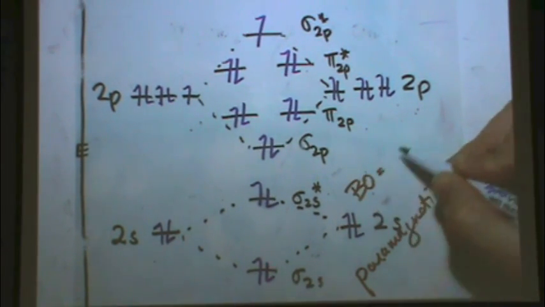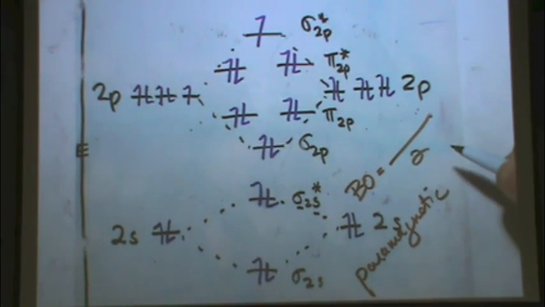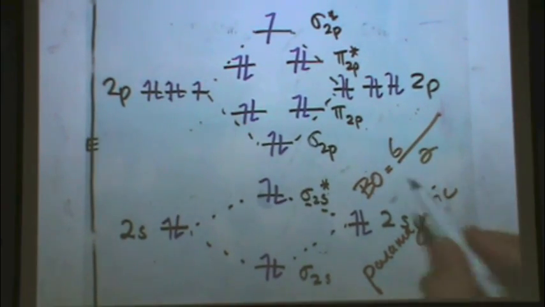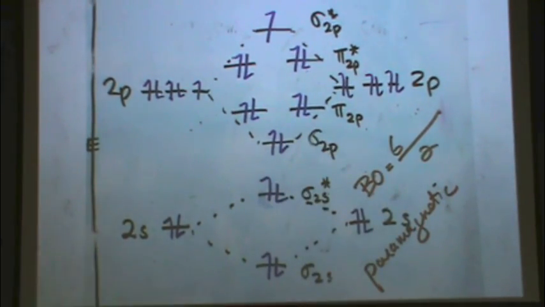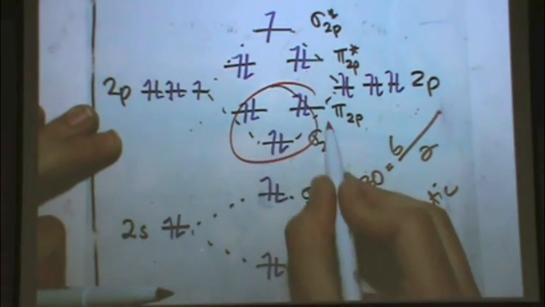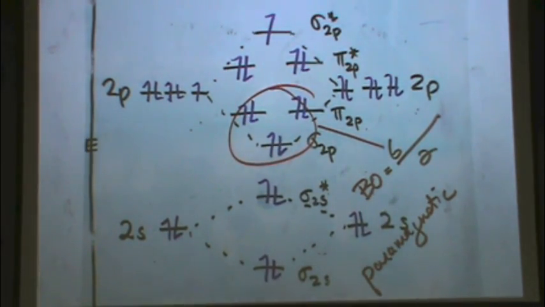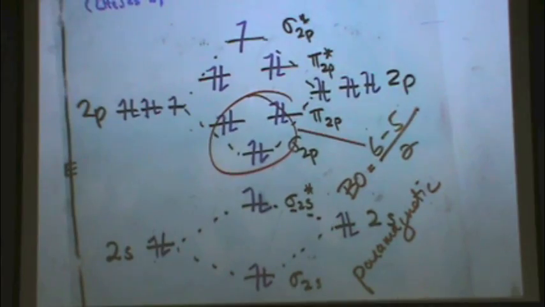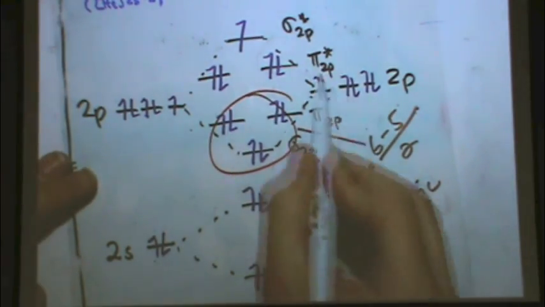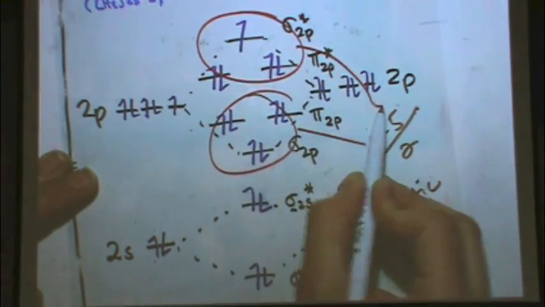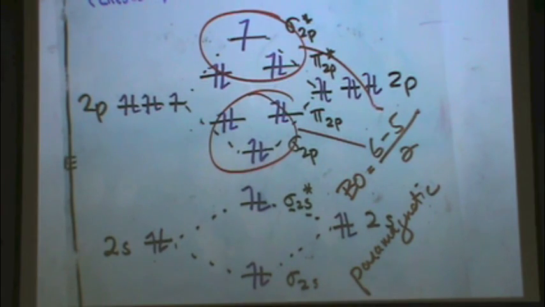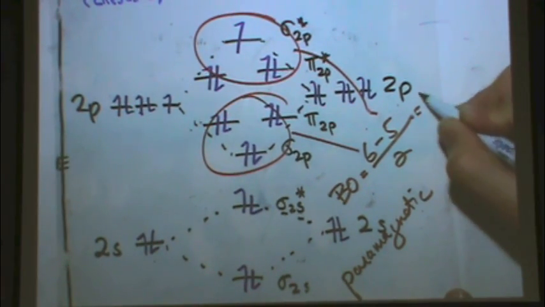On to bond order. What's our first number? 6. That 6 comes from, just to illustrate this, these. Minus what? 5. Just to illustrate that, the 5 comes from these. 6 minus 5, that's 1/2.